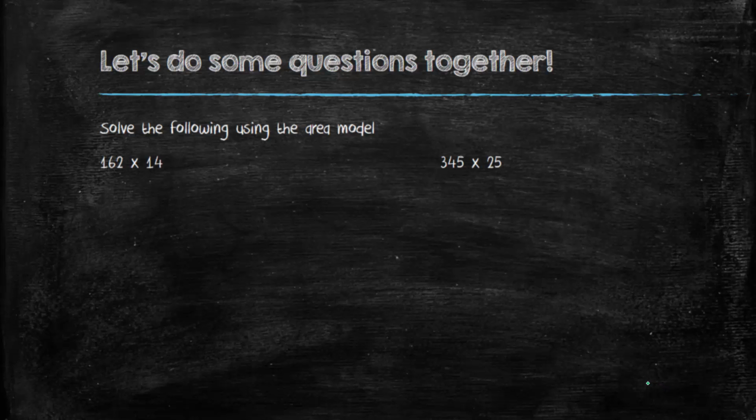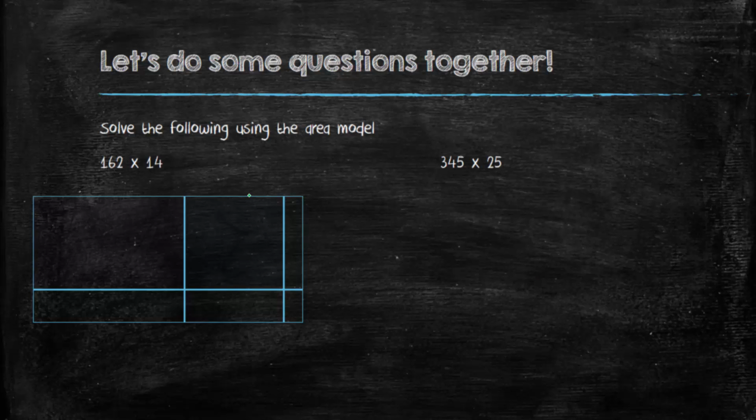162 times 14. Okay, well, let's do this. We can imagine 162 being 100 plus 60 plus 2, and we can imagine 14 being 10 plus 4. Okay, so this is the 100, this is the 60, this is the 2, and this is the 10, and this is the 4. 10 times 100 is 1,000.